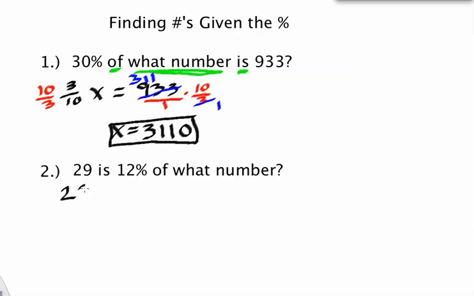So I'm going to read it like a sentence and translate it. 29 is means equals 12%. Remember, we're using 12% as a decimal this time. So 0.12. Of means multiply, and what number means x. I solve it just like I do any other equation. I have decimals this time, no big deal. I divide by 0.12 on both sides.